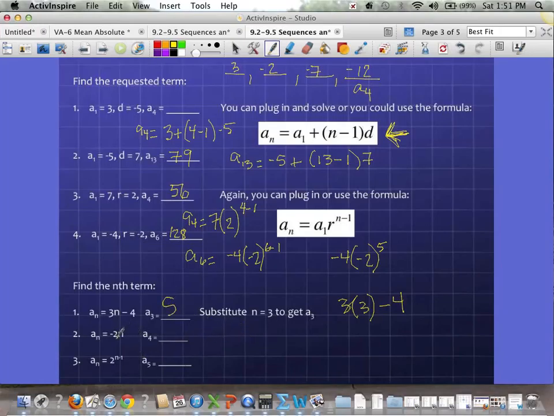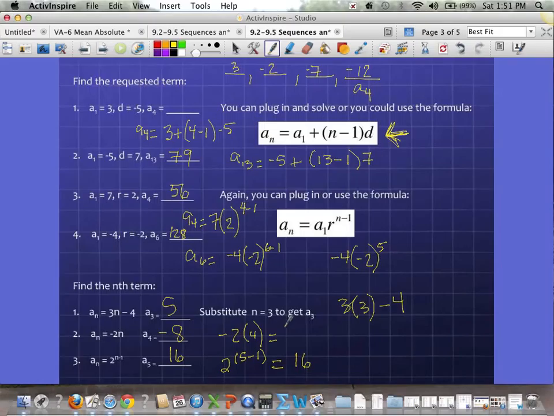Okay, this one is A sub 4, so I'm going to take negative 2 and plug in 4, which will give me negative 8. This one is 2 raised to the n minus 1, and we want A sub 5, so we're going to say 2, and then 5 minus 1. Well, 5 minus 1 is 4, so 2 to the 4th power should be 16.